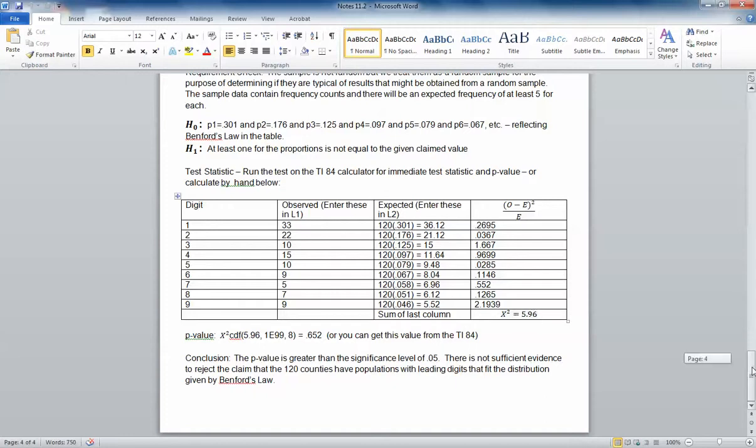Okay, either way, then you would have to find your p-value by using the chi-squared CDF in the calculator. So either way you go, the p-value ends up being 0.652 and our chi-squared is 5.96. Notice that that is not a small p-value, it's large. So the conclusion is, since the p-value is greater than the significance level, there's not sufficient evidence to reject the claim that the 120 counties have populations with leading digits that fit the distribution given by Benford's law.